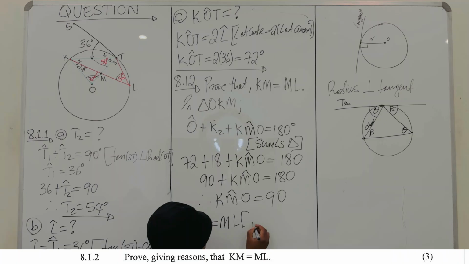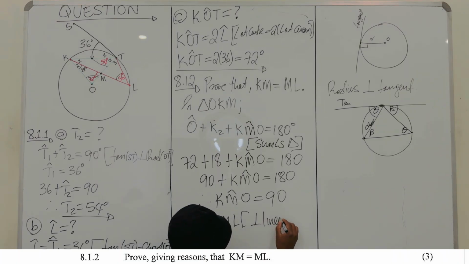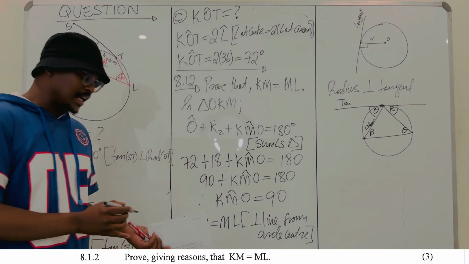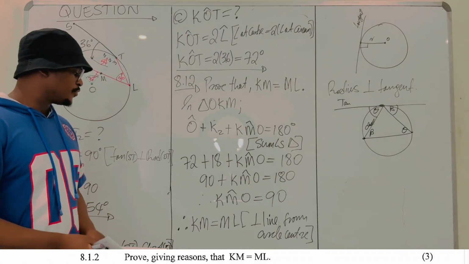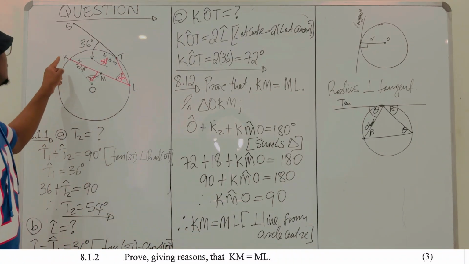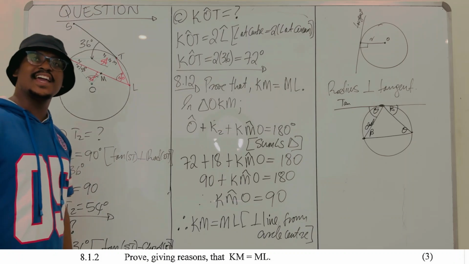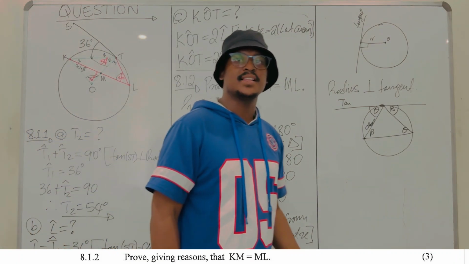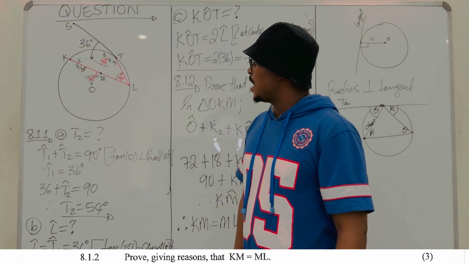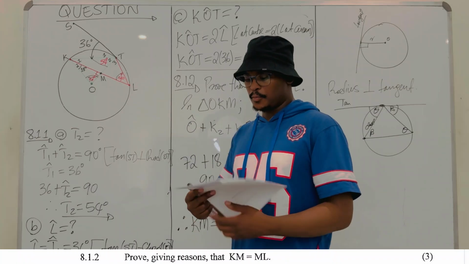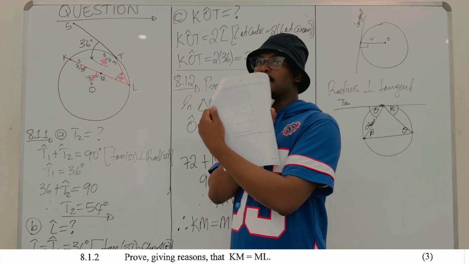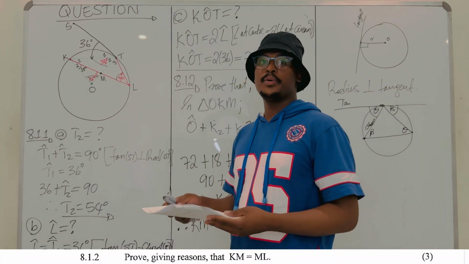Why? Because we have a perpendicular line from the circle center, so it will bisect the chord. It will split that chord into two equal parts. So if you say KM is equal to ML, we should say this part is equal to that part. So that chord KL is split into two equal parts. And I believe we're done with 8.1. So I'm going to clean the board and I'm going to do 8.2. I hope it was clear.